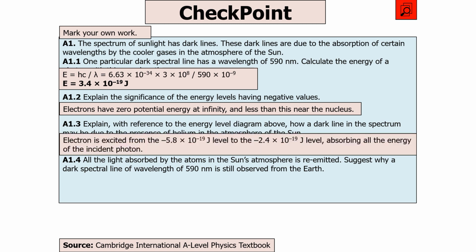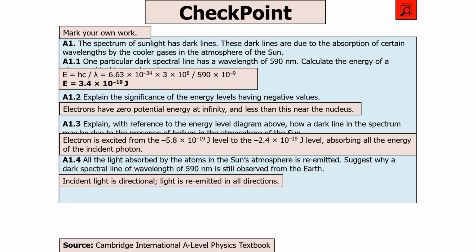Now you can see that in the next question the electron's excited from the minus 5.8 times 10 to the minus 19 joules level to the minus 2.4 times 10 to the minus 19 joule level. So it absorbs all that energy level of the instant photon. And then why would it still be observed from the Earth? Because this instant light is then directional and is re-emitted in all directions.